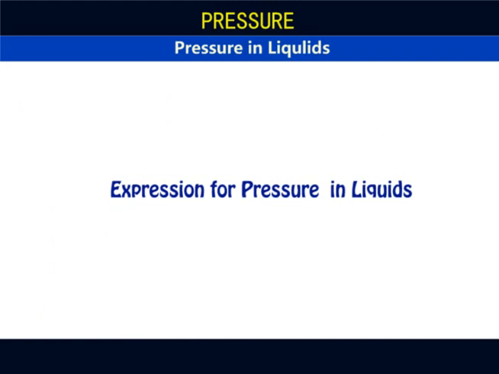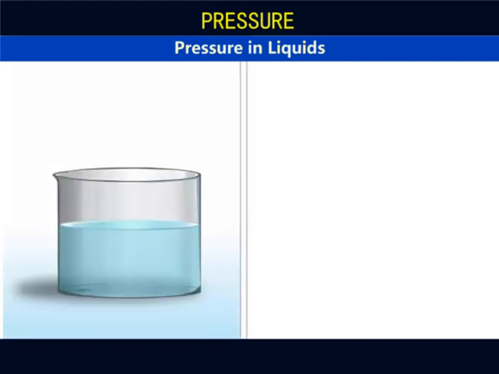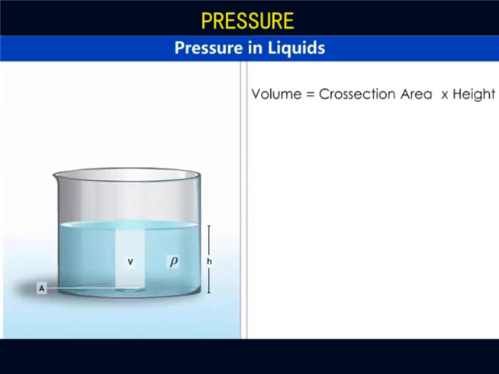Let's see how pressure is expressed in liquids. Consider a beaker containing a liquid of density rho to a height h. We drop a coin with an area of cross-section A into the beaker. The volume of the water column above the coin, V, is equal to the area of cross-section of the coin times the height of the water column. That is, V is equal to A times H. We call that equation 1.